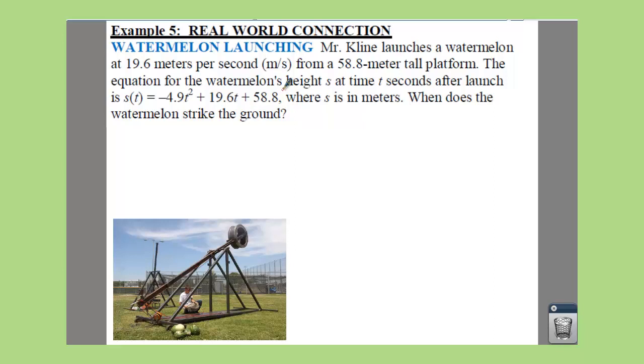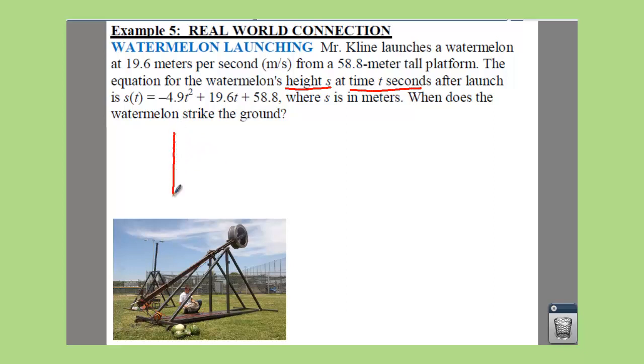So, anyway, here we have me, Mr. Klein, launching a watermelon at 19.6 meters per second from a 58.8 meter tall platform. And the equation for this watermelon's height, s, at a time t, so height is s, time is t seconds, after launch is given by this equation right here, where s is in meters. So what we want to know is when does the watermelon strike the ground.